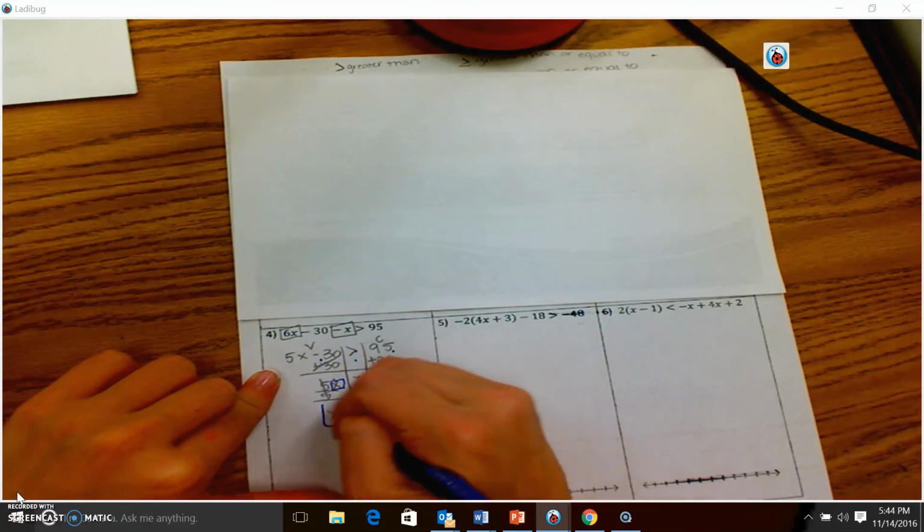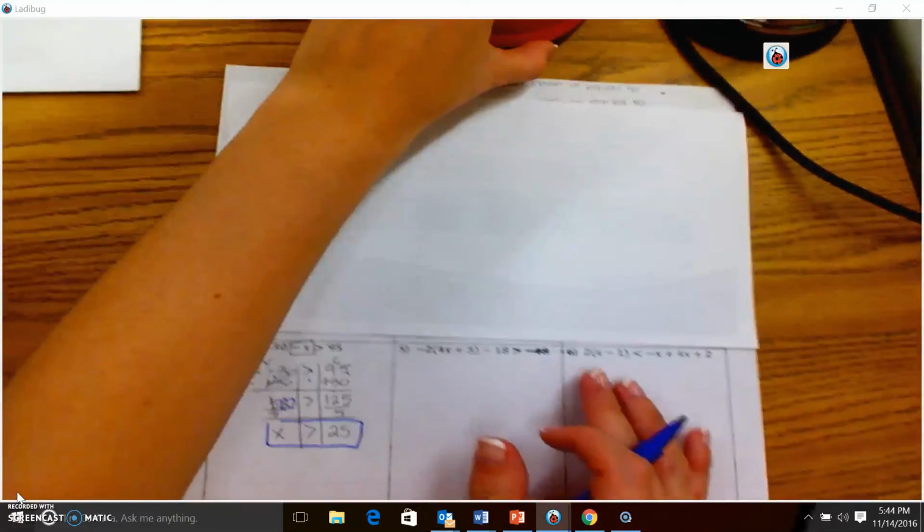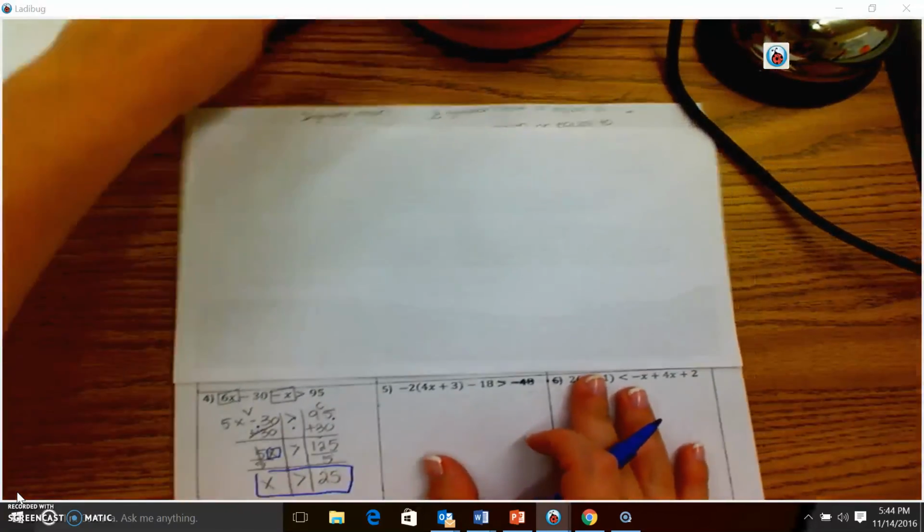Dividing. And we're dividing by a positive number, so our inequality sign does not need to switch. And whatever we do to one side, we do to the other. So 125 divided by 5, and that's 25. So x is greater than 25. So now let's look to see how we can graph this.